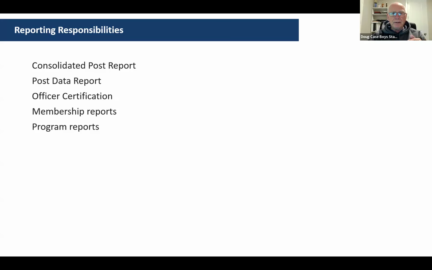It was separate from the data entry for the consolidated report, which is a collective pile of information about what everybody's doing within their post.